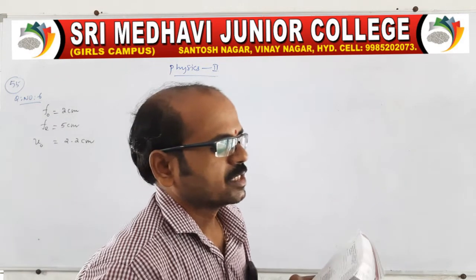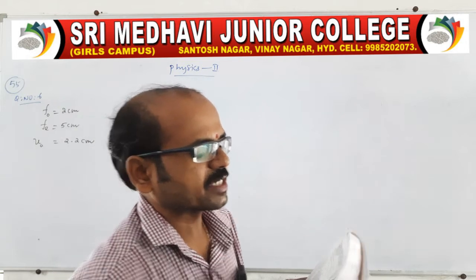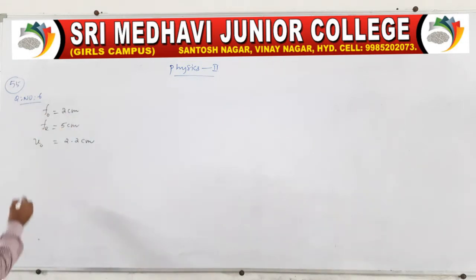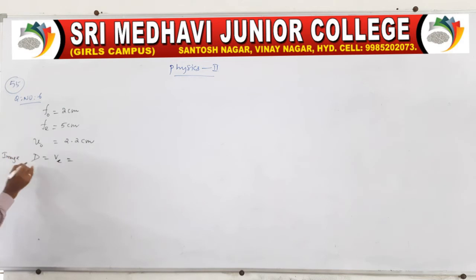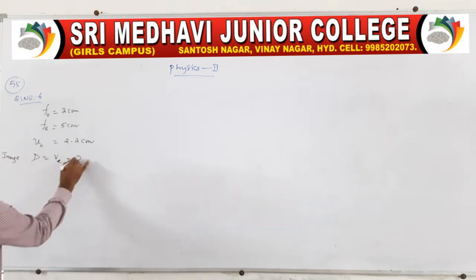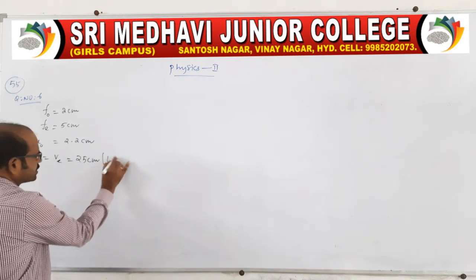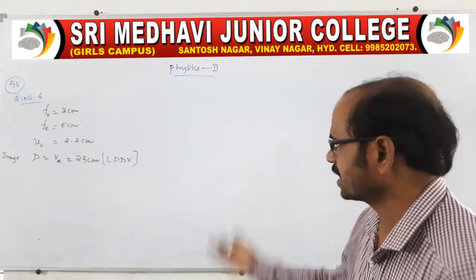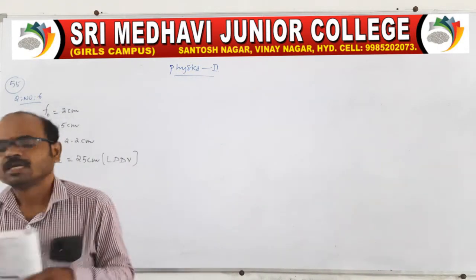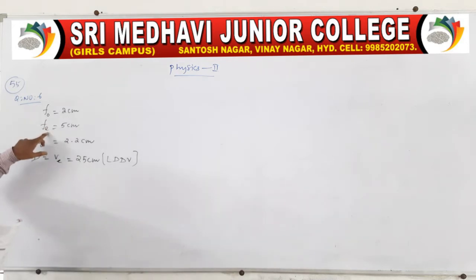And the final image is at 25 cm from the eye lens. The final image will be formed at the least distance of distinct vision. So the image distance is 25 cm, which we call the LDDV, the least distance of distinct vision. The final image is formed by the eye lens at 25 cm.